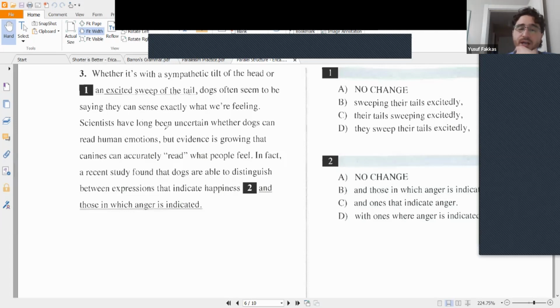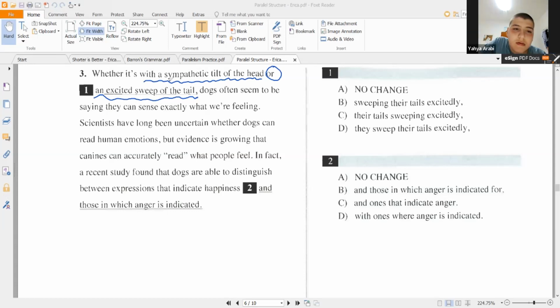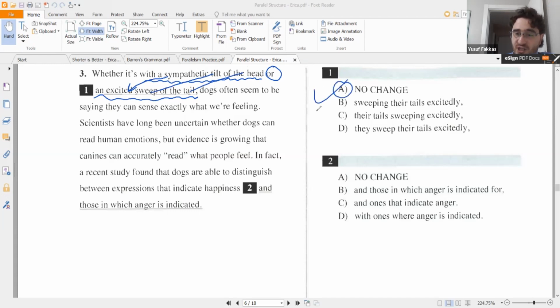But let's see here. Look, whether it's a sympathetic tilt of the head or an excited sweep of the tail, dogs often seem to be saying they can sense exactly what we're feeling. So here is the thing. We have "or", and that's connecting the two phrases together: a sympathetic tilt of the head or an excited sweep of the tail. Are these two phrases similar? Yes. Here we have a sympathetic, an excited, tilt, sweep, head, tail. So the same structure. So we're gonna keep it as it is, no change.